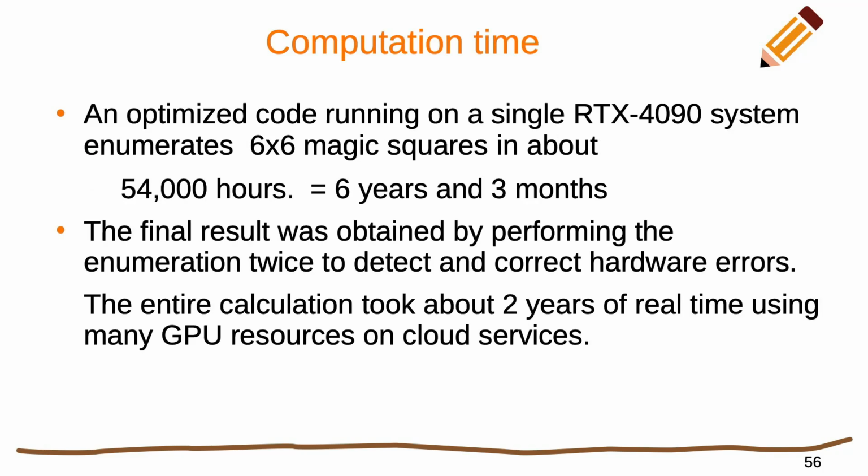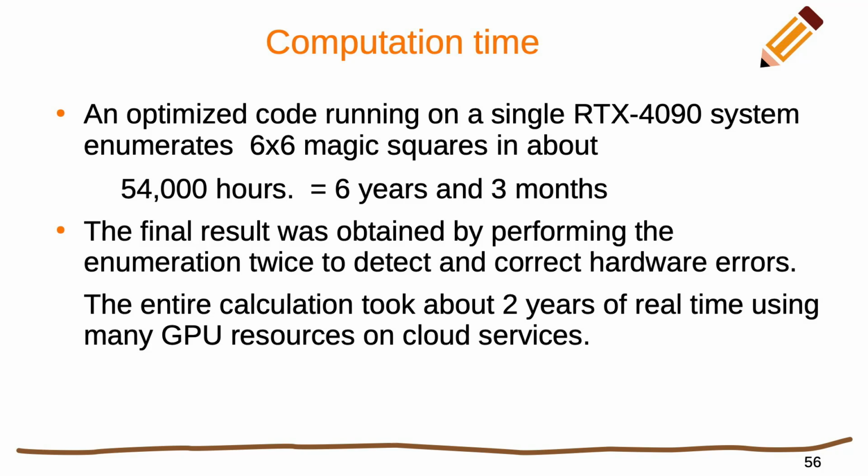The enumeration was performed twice to detect and correct hardware errors. In total, the full calculation took approximately 2 years of real time using extensive GPU resources on cloud services. As a performance measure of the code, running the code on a single RTX 4090 would take around 54,000 hours, or 6 years and 3 months.